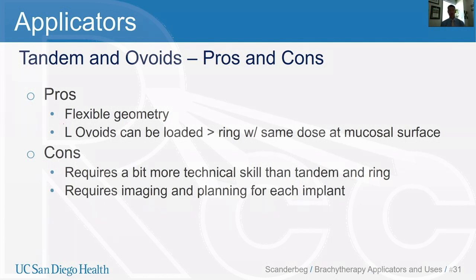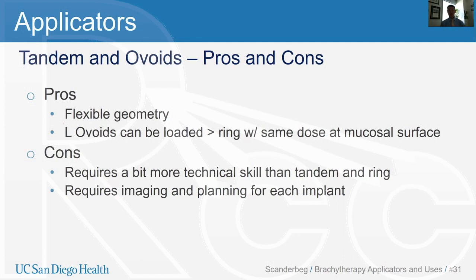However, it does require a bit more technical skill from the physician to implant these correctly in the patient, making sure that the ovoids don't drop down into the vagina and that they stay secure in the vaginal fornices. Additionally, because the geometry is not fixed and can change with each implant, it's necessary to have a pre-treatment scan and a new brachytherapy plan for each implant.